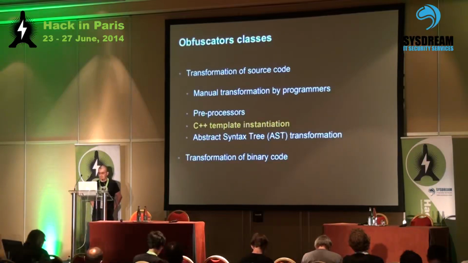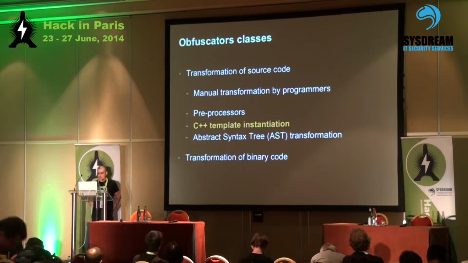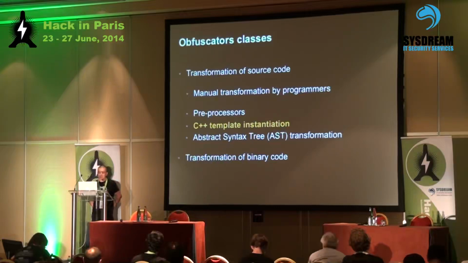And you also have abstract syntax tree obfuscators. It depends on the language, but normally when you compile source code, it generates an intermediate representation of the source code, which is independent of the platform. And you can obfuscate code at this level. For some languages, you have more phases, more possibilities. And C++ is one case. You have C++ template instantiation, and I will use that for obfuscation.